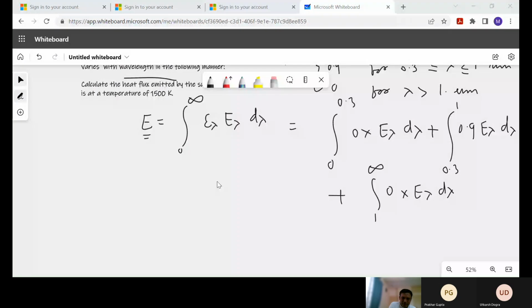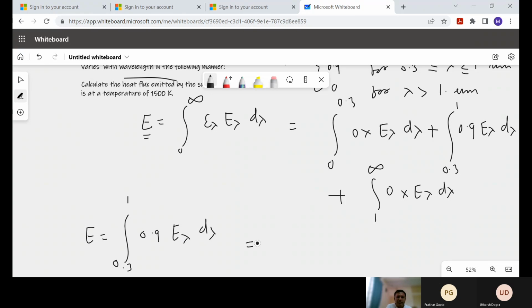Okay, so in this case, what we will be left with is this. E is given as the integral of 0.3 to 2.1, 0.9 E lambda d lambda. This equation we have to solve. So this we can represent in terms of an F factor.